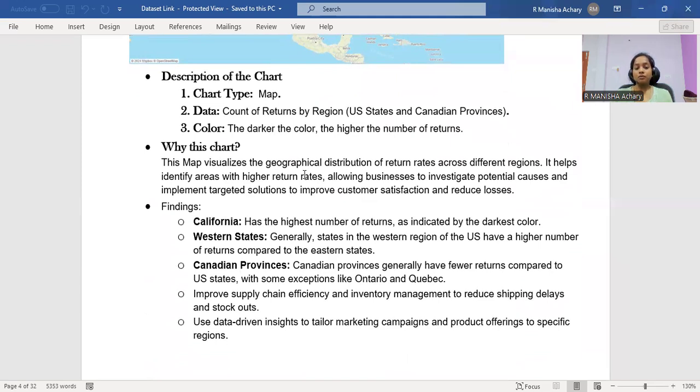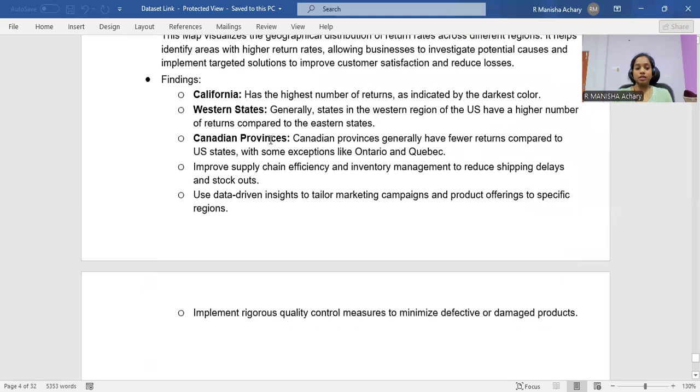What can we do after finding these insights? Improve supply chain efficiency and inventory management to reduce shipping delays and stockouts. By this, we can increase our sales in these areas. Use data-driven insight to tailor marketing campaigns and product offerings to specific regions. This also helps to increase the number of sales. Implement rigorous quality control measures to minimize defective and damaged products.